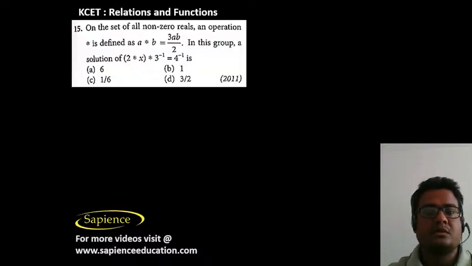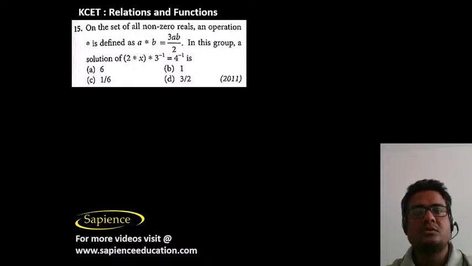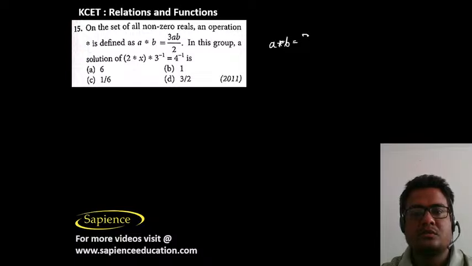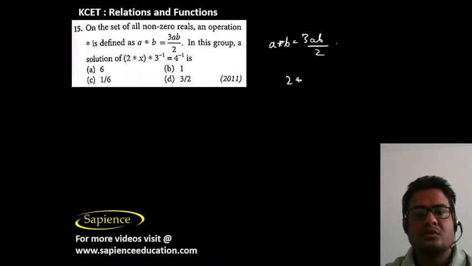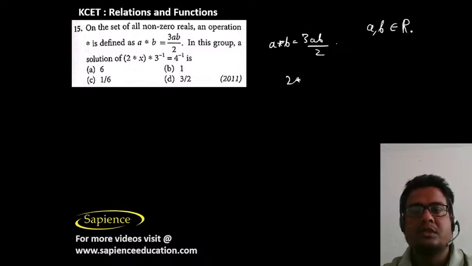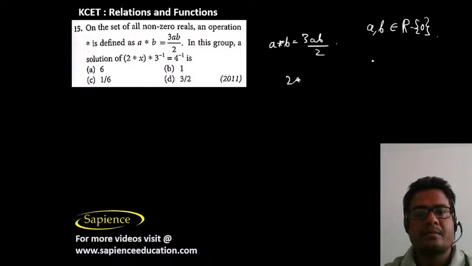So then, question number 15. Let the set of all non-zero reals and the operation star be defined as a star b equals 3ab by 2. This forms a group. Find the solution of 2 star x star 3 inverse. So here, the set of all non-zero reals means that a and b should belong to the set R minus 0, that is, all real numbers except 0. A and b should not be 0.